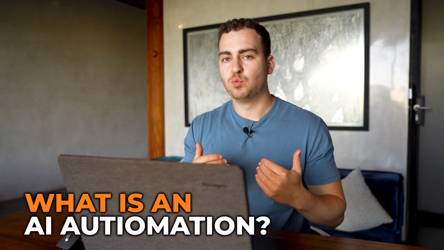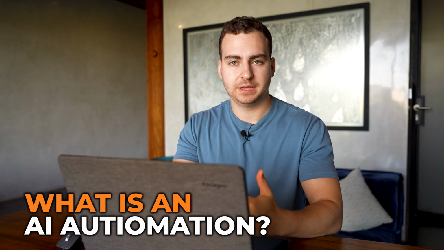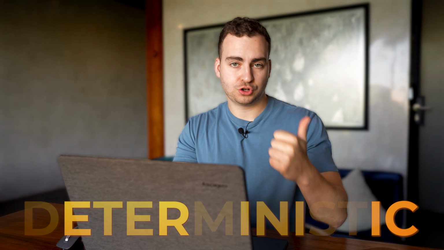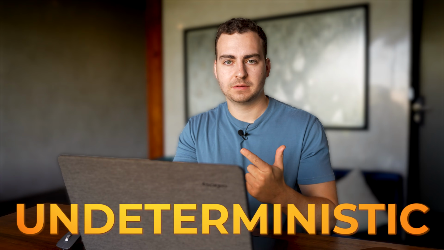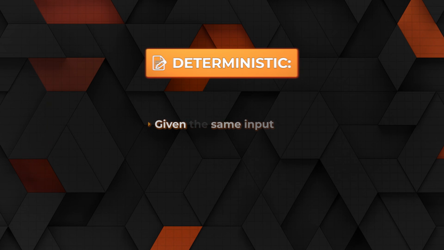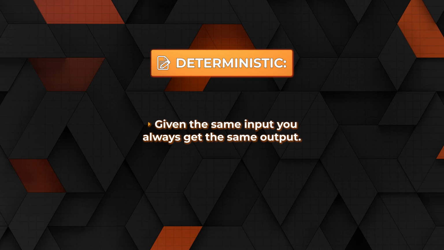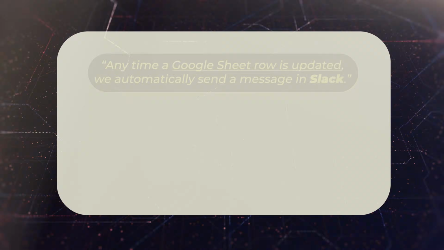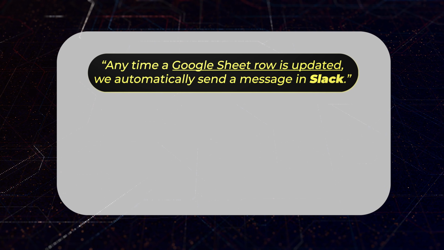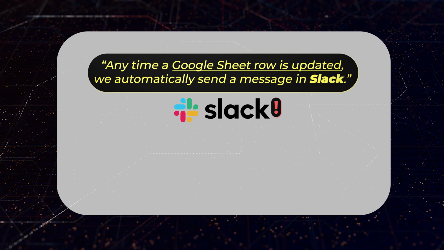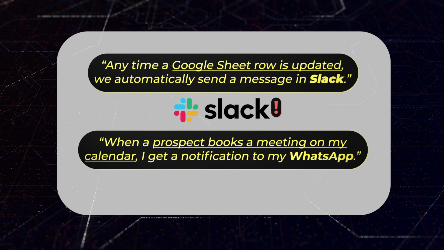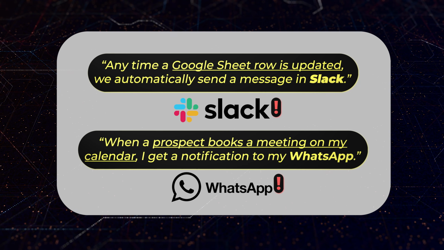Anyways, let's get started. So I want to begin by breaking down what AI automation actually is. Now, in order to do that, there's 2 terms that we need to define: deterministic and undeterministic. Now, deterministic means that given the same input, you always get the same output. And deterministic automations are things that we're probably all familiar with. For example, anytime a Google Sheet row is updated, we automatically send a message in Slack. Or when a prospect books a meeting on my calendar, I get a notification to my WhatsApp.